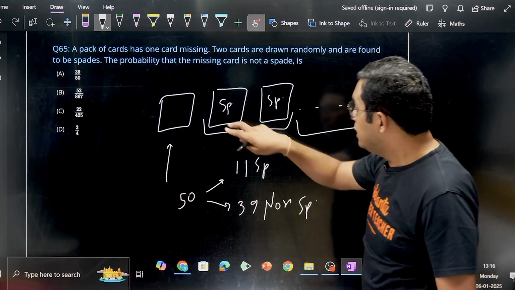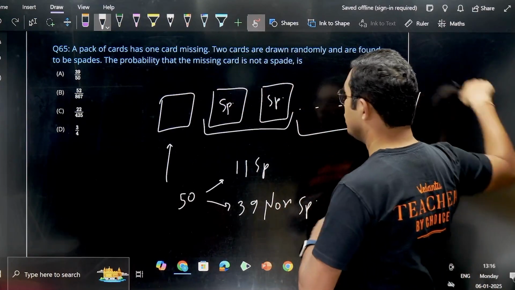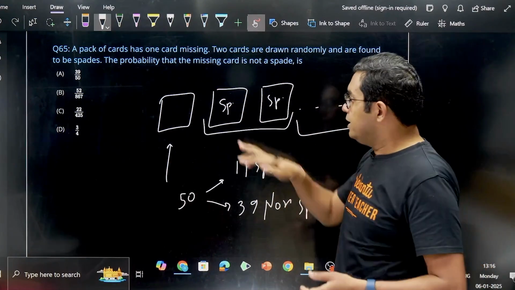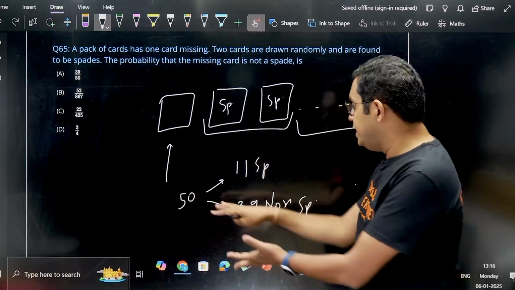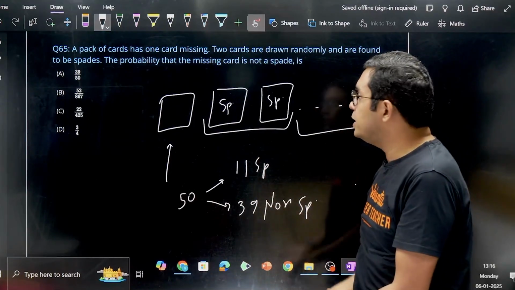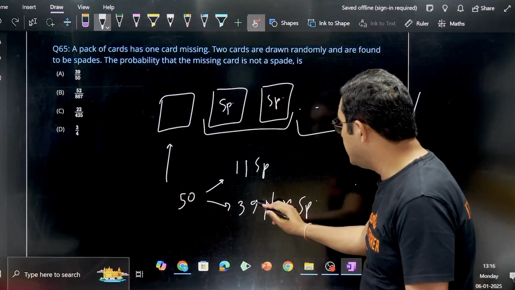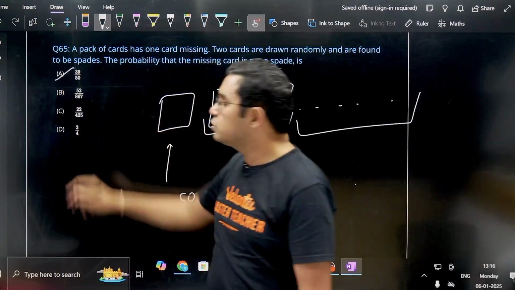Okay, out of which 50 I am talking about, other than these two known cards, this also and this also. Now, can we not assume that this is the card which we have to draw from these 50 cards, for which we have 11 spades and 39 non-spades? They are asking the probability that the missing card is not a spade. So, 39 upon 50 is the answer. So, A is the answer.